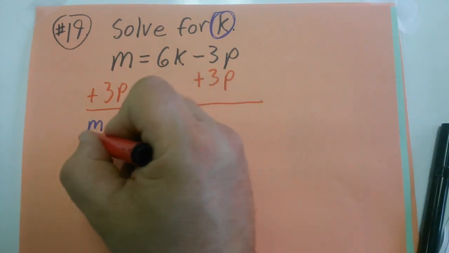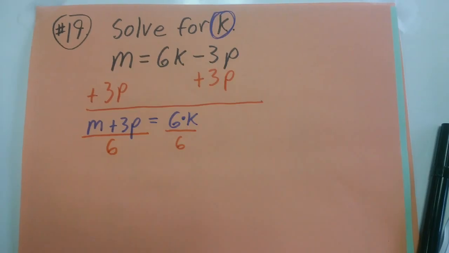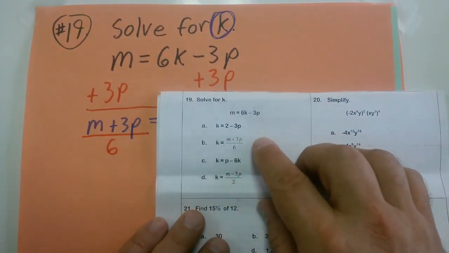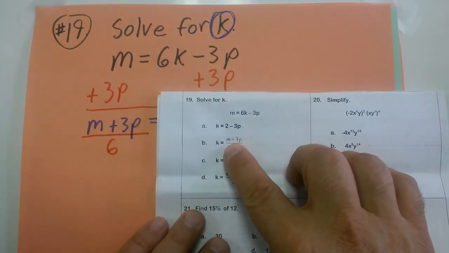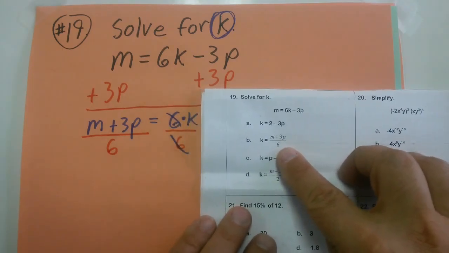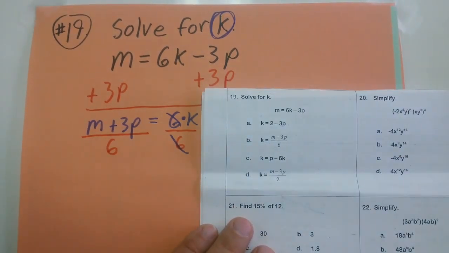Now I have to divide both sides by 6, and basically that's it, because the 6's will simplify, and that gives me m plus 3p over 6. Let's see if that lines up with any of our choices. No, it can't be A. Let me see here. M plus 3p over 6 equals k. It's choice B from the PERT practice.